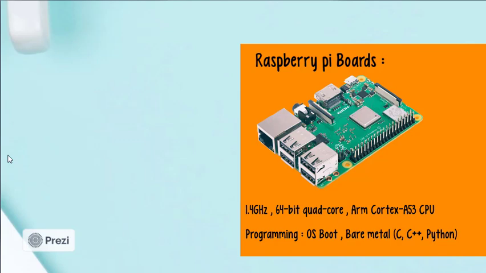Actually, it is a credit card sized computer that plugs into your TV or display, and a keyboard and a mouse. You can use it to learn coding and to build electronics projects and for many things that your desktop PC does, like spreadsheets, word processing, browsing the internet, and playing games.